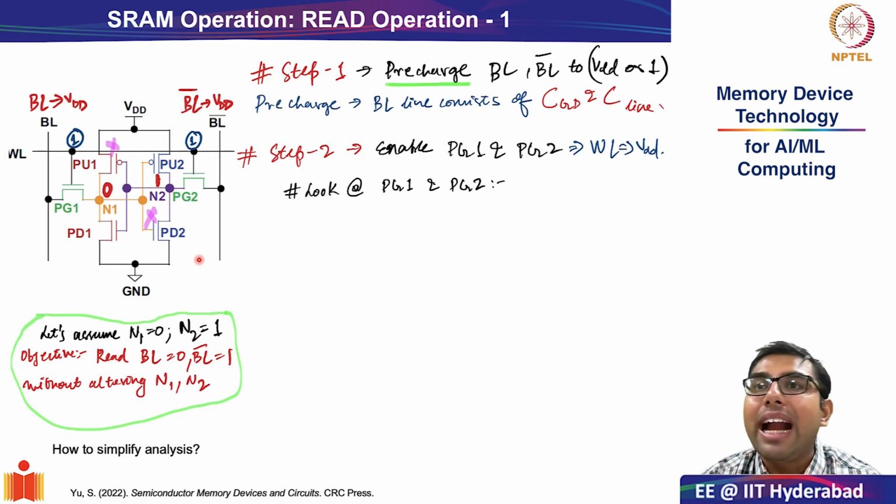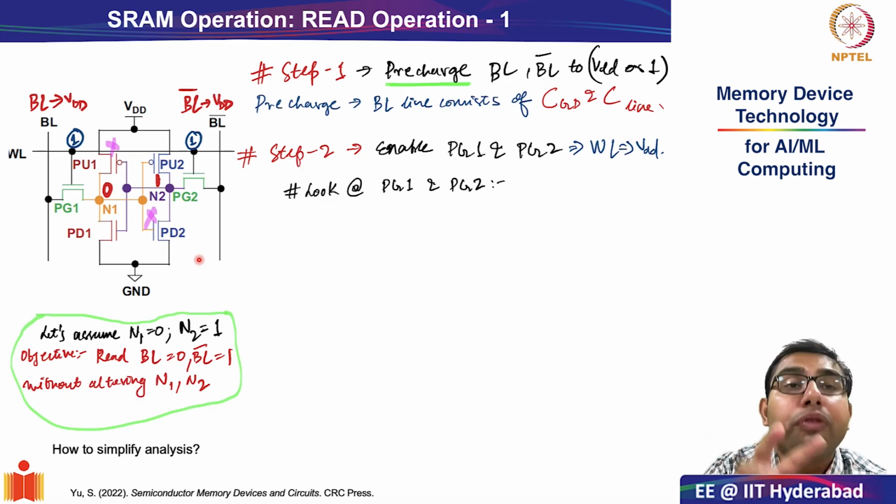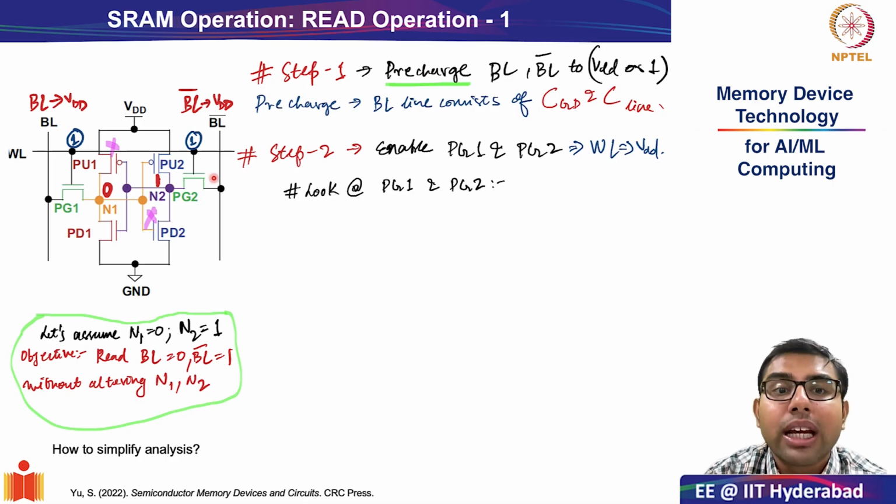We are left with 4 transistors, and we are going to further simplify the analysis. How do we do that? It is important to recognize what is common now between both the branches, the left branch or the right branch, or the branch connected to bit line and bit line bar. What is common is the pass gate transistors.